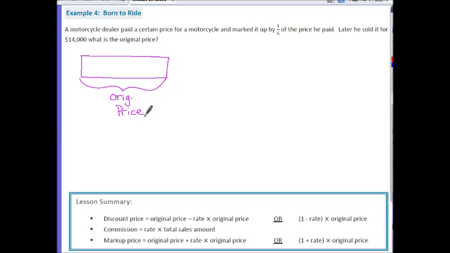And we know that he took the original price and marked it up by 1/5. So I need to take my bar and divide it into 5 parts. So 1, 2, 3, 4, 5. And these aren't perfect, but that's okay. It's just the idea that they're all the same value. So since they're all the same value, if I mark it up by 1/5, that means we're going to add a 1/5 to this. So this is the 1/5 markup.